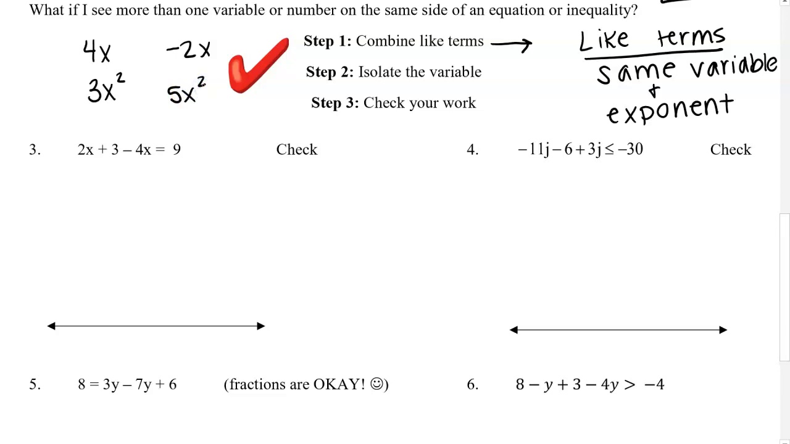Constants are also considered like terms. So if you have a 6 and a negative 2, those can be combined because they are like terms.